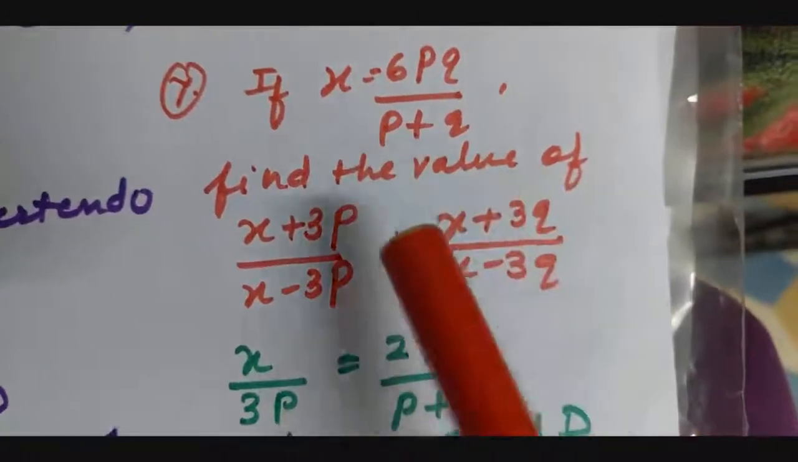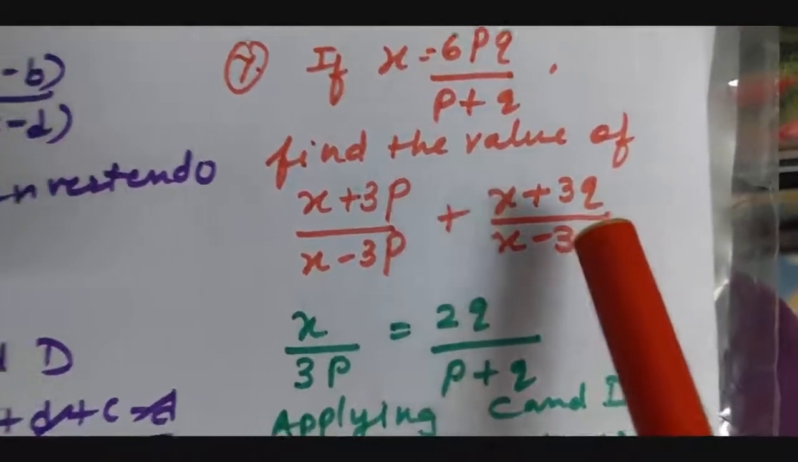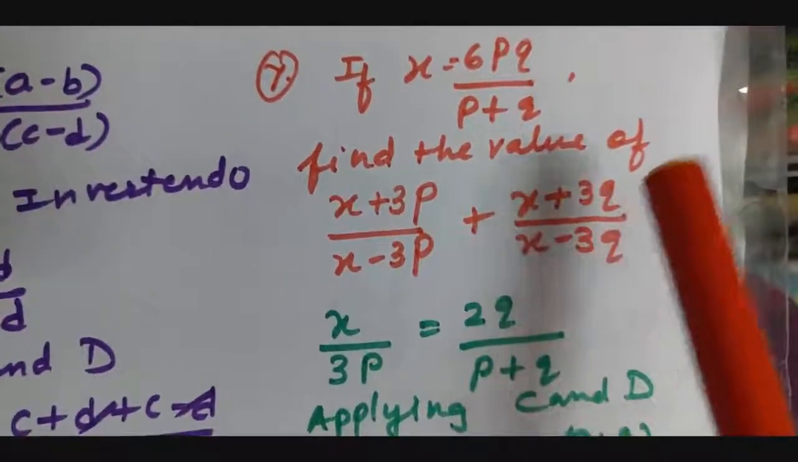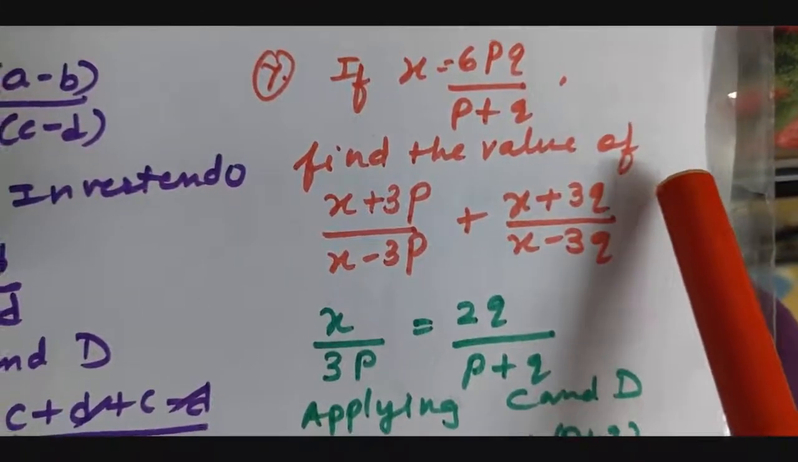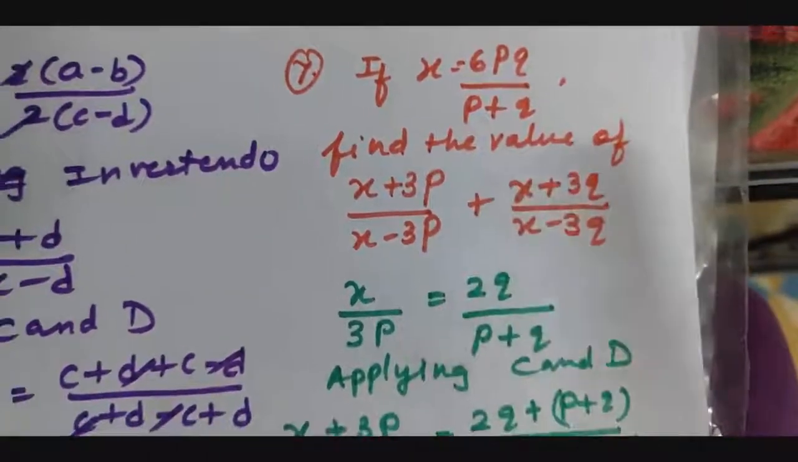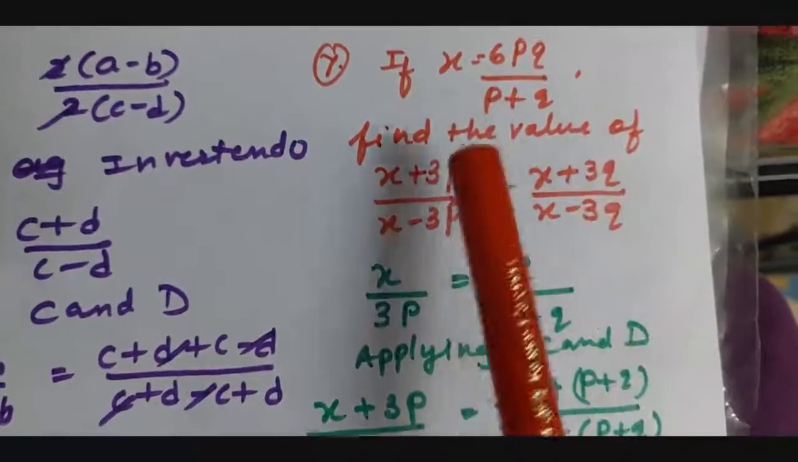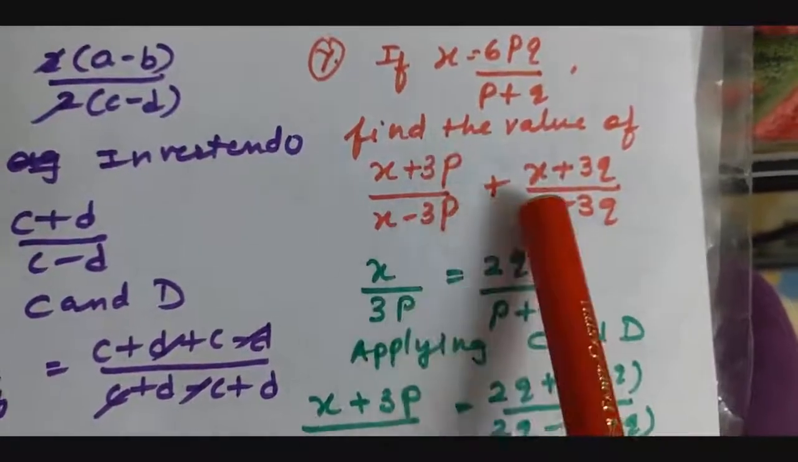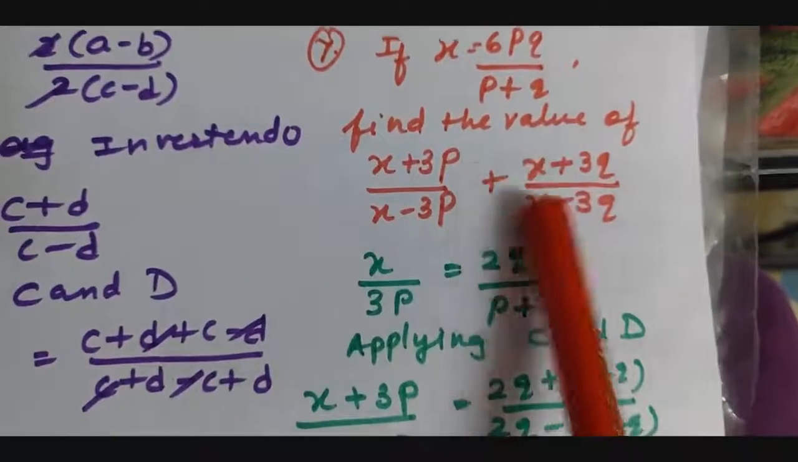Next question, we are given if x is equal to 6pq upon p plus q, find the value. Now students, this is an important question to understand. 6th question also same type. Now you can do the same method in question number 6. So take care while solving and understand properly. Now here you want to find the value of these two. So first my work is to get this ratio and this ratio.